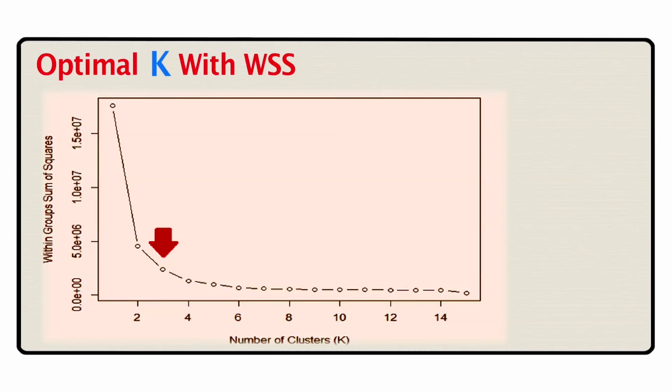If you look at this diagram here, this is a plot of Wk against K, and you can see that at around 3 or 4 the decline becomes gradual. So you can decide on K being equal to 3 or 4 in this case.